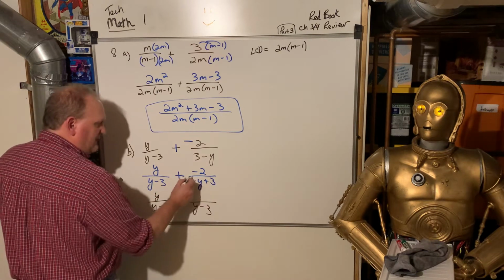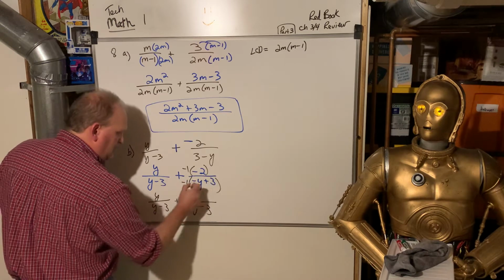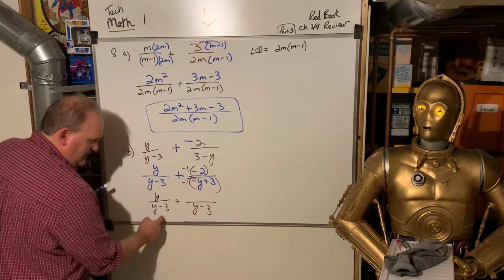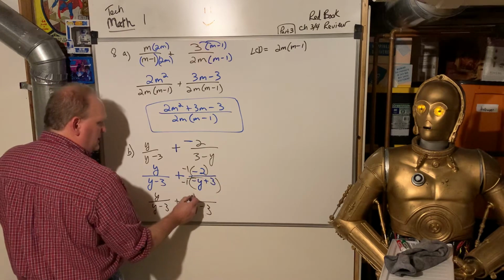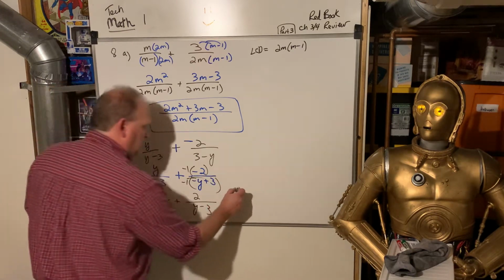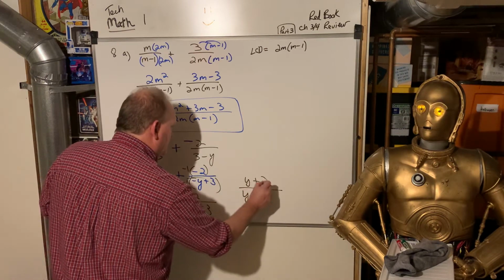This one, I just have to multiply top and bottom by negative 1. So I distribute that. I get that y minus 3 that I wanted. So I have a common denominator, and then negative 1 times negative 2 is 2. And so I'm basically done. Y minus 3 on the bottom and y plus 2 on the top.